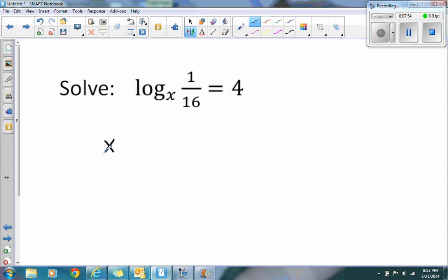Same idea here as 2 slides ago. If we want to look at the exponential form of our logarithmic expression, here is the base of our expression. The exponent is over here, and x to the 4th power is going to be 1 over 16. If I recognize the fact that 1/16 is 1/2 to the 4th power, then I can match my bases and say that x has to be equal to 1/2.